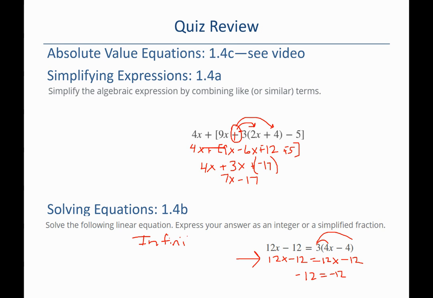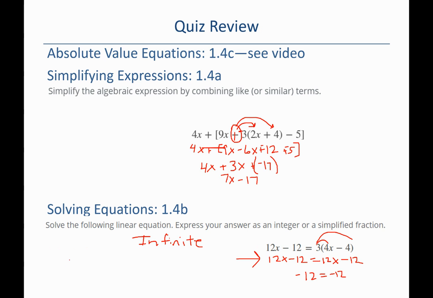Some of you, remember you had a choice of writing one solution, no solutions, or an infinite number of solutions. Some of you got this backwards. So depending on the equation that you got, if you come up with exactly the same thing on both sides, then there are an infinite number of solutions.